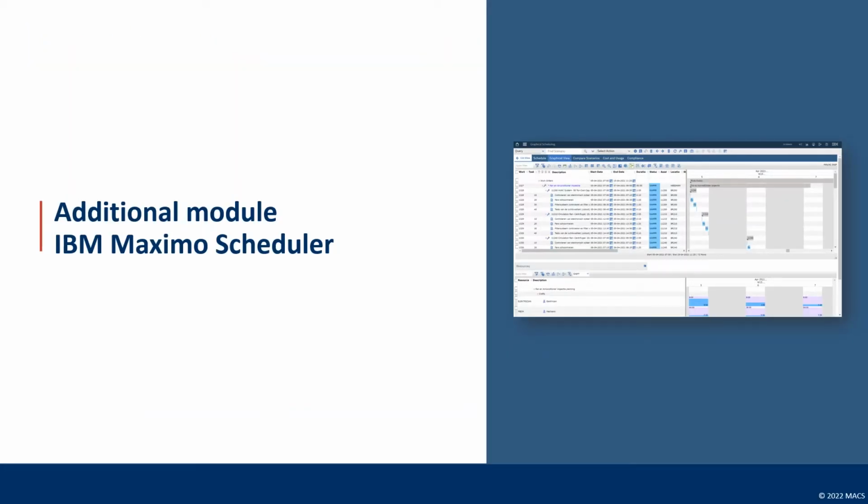So that was basically the out of the box part. And now I want to go to the second topic of today's webinar, and that will be the IBM Maximo Scheduler part when it comes to planning and scheduling, of course. This is an add-on to Maximo. It's an IBM add-on which can be added to IBM Maximo.